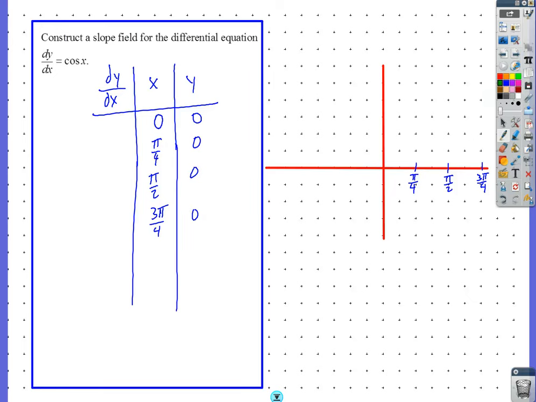So my linearization of these points, so 0, 0. When I plug in 0, 0 for x and y, well, there's only an x coordinate, right? So when I plug in 0, cosine of 0 is 1. Cosine of pi over 4 is square root of 2 over 2. Cosine of pi over 2 is 0. Cosine of 3 pi over 4 is negative square root of 2 over 2.